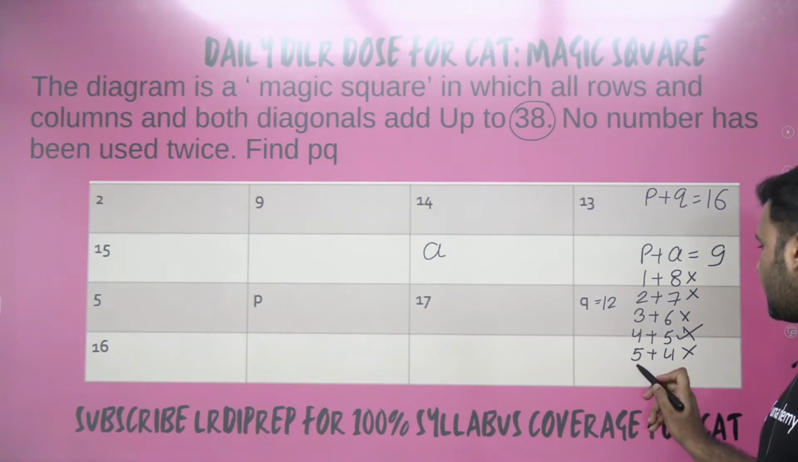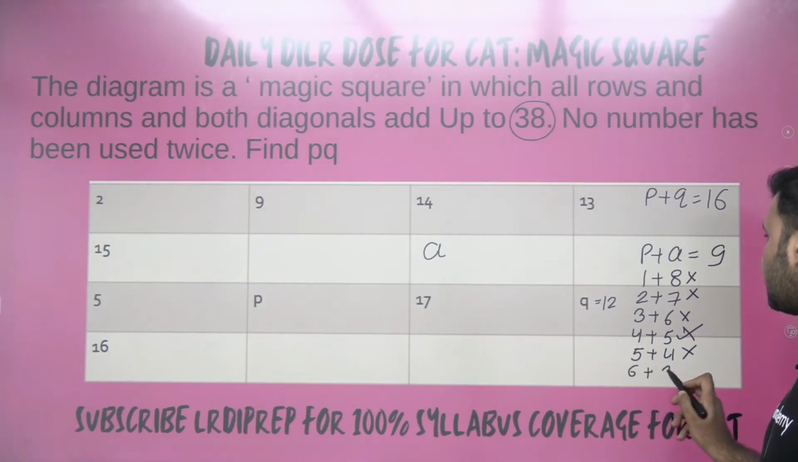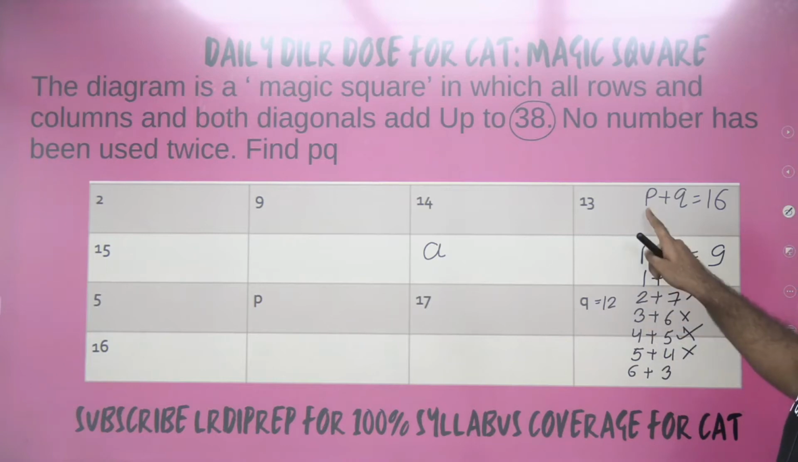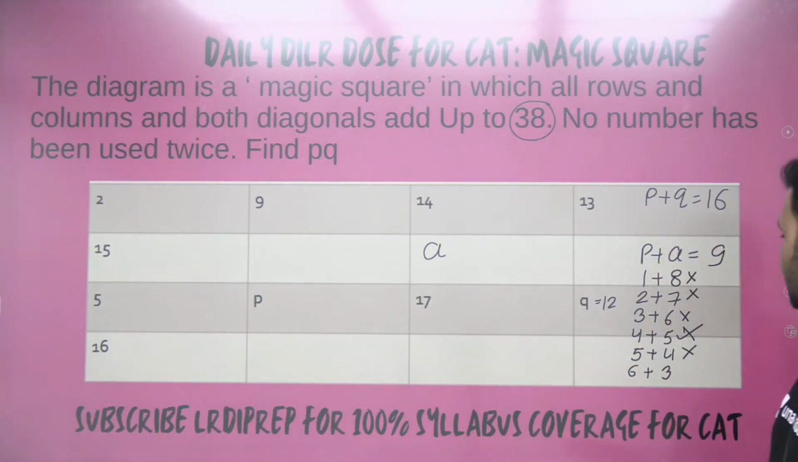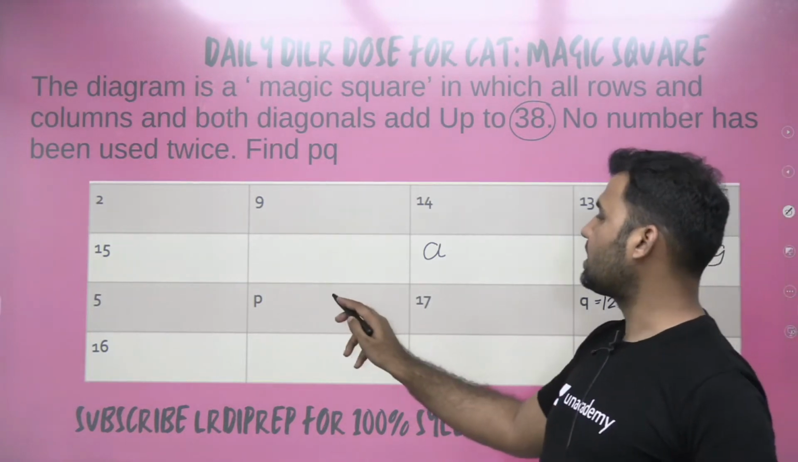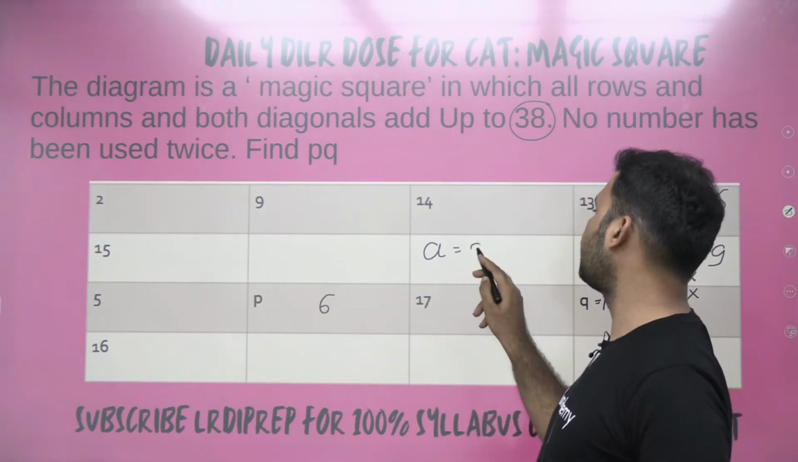P can then be 6. In that case A would be 3. Now if I say P is 6, A has to be 10. Now this might work. If I am taking P as 6, A in that case will be 3. Okay.